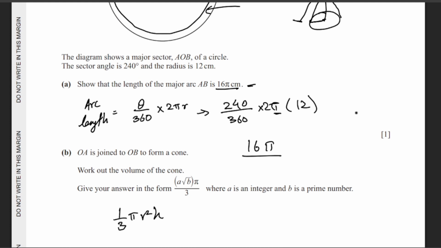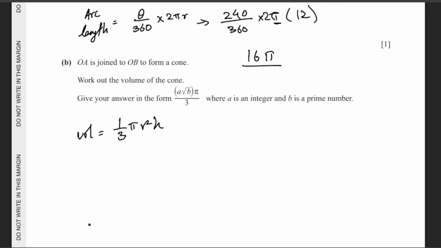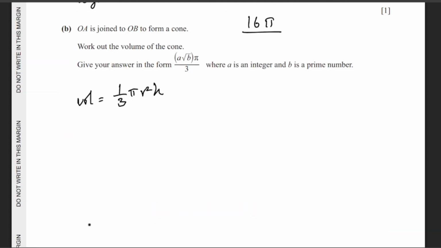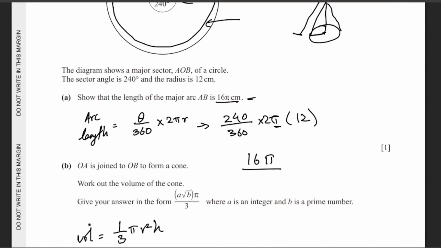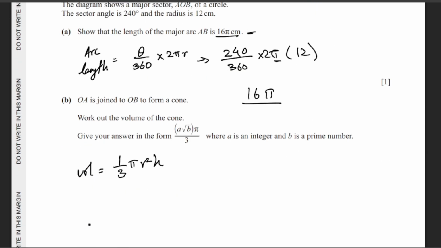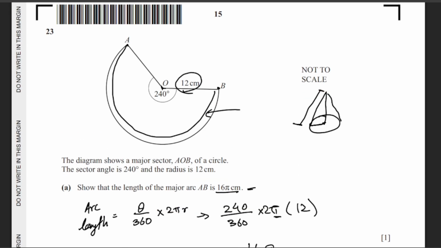Okay. So this is the formula for the volume of a cone. Now it's asking us to find the volume, and this question is a little bit tricky. So what we need to do over here first is find r and h. What is r and h? As I drew over here.